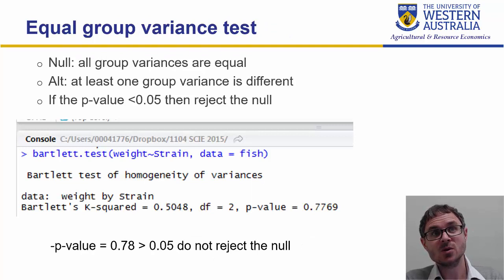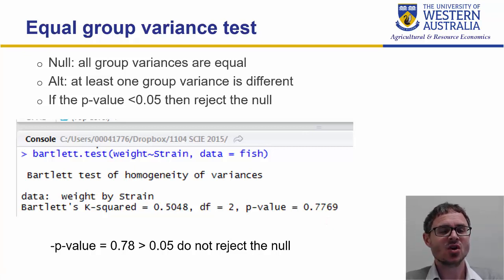So I conduct my Bartlett test, and you can see here, bartlett.test, weight, tilde, strain. So I've got 3 groups in there. They're my numerical values, and I get a p-value of 0.78. So that is, do not reject the null of equal group variance. So I'm going to go on now and conduct my ANOVA test.